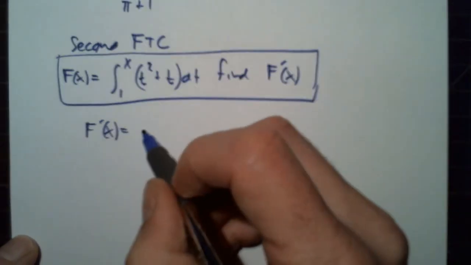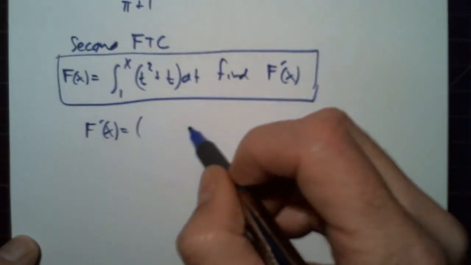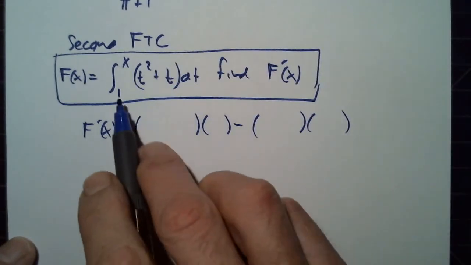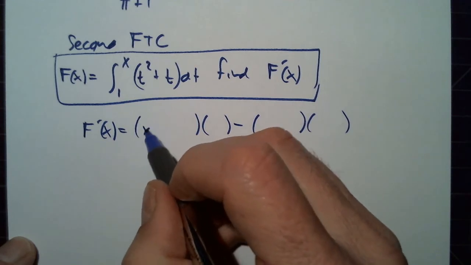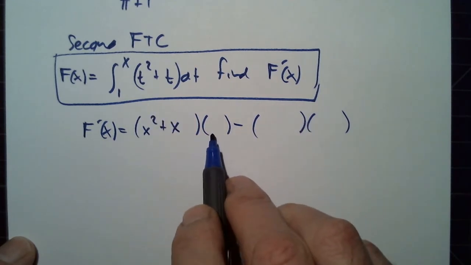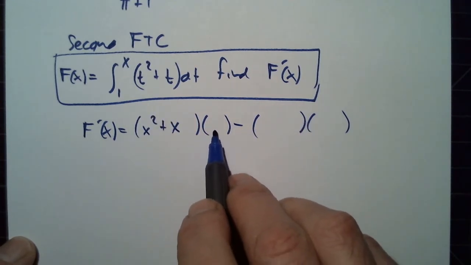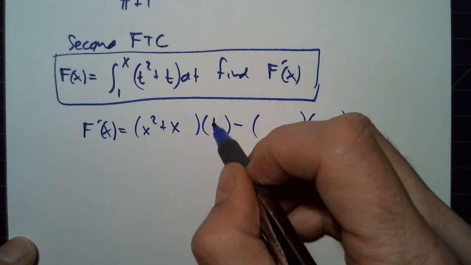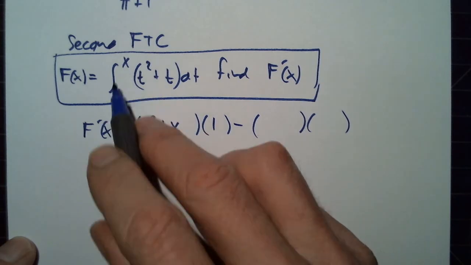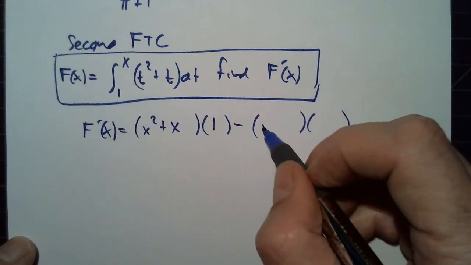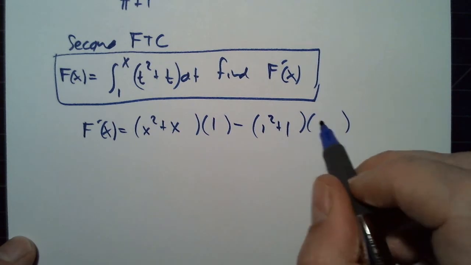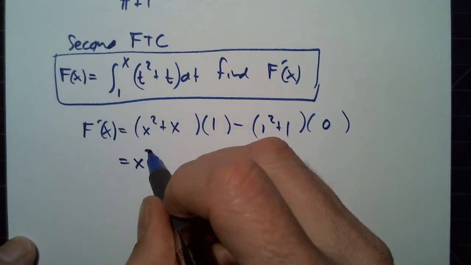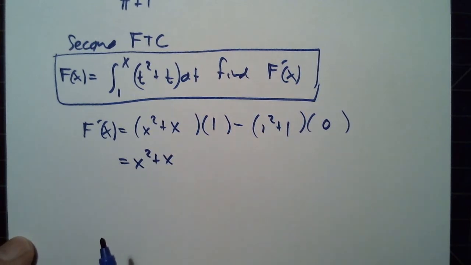So f prime of x is going to be, it's helpful if you set it up like this. And we substitute x into the function. Then we have to go times the derivative of x, and this is the chain rule. If we're doing the derivative of something, we also need to do the derivative of the inside. Now we put the 1 in, times the derivative of 1. So all of that is 0, and we get x squared plus x.